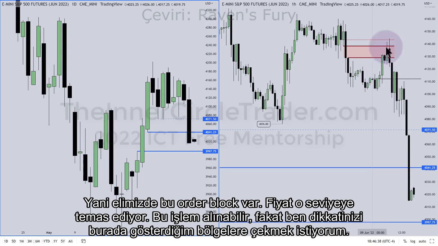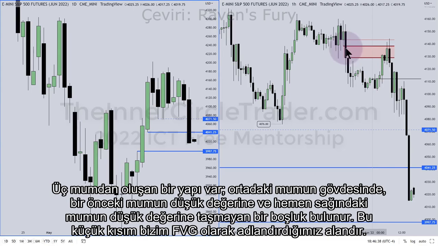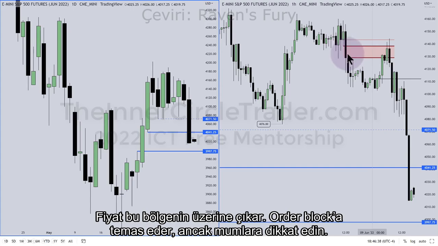It rallied up, traded into a fair value gap here, and up into the bearish order block. So we have this order block. It touches it. You can take that trade, but I'm trying to draw your attention to these areas here. Where there's 3 candles, 1 candle in the middle has an exposed area that is not overlapped with the previous candle's low, the immediate candle to the right of it. So there's that little section that we call a fair value gap.